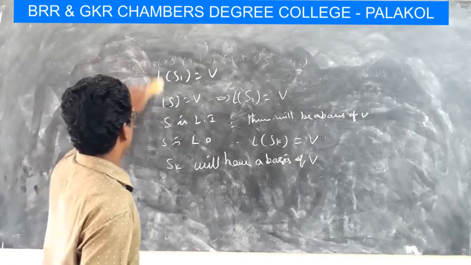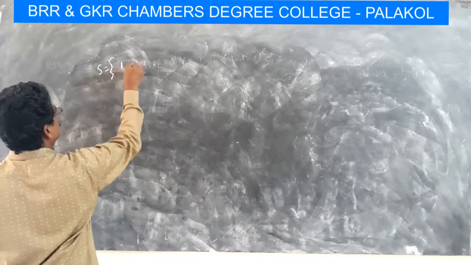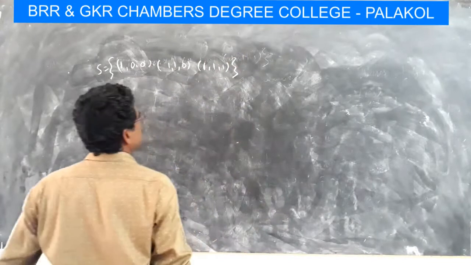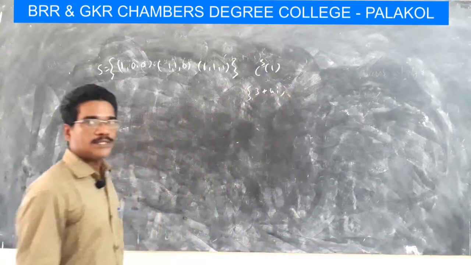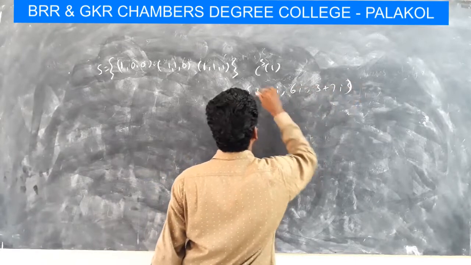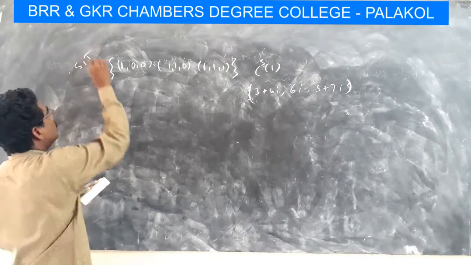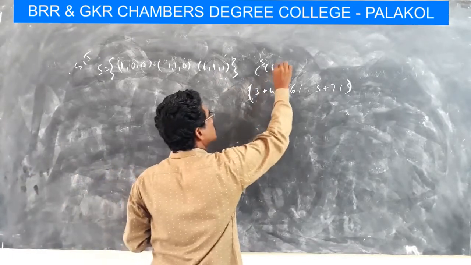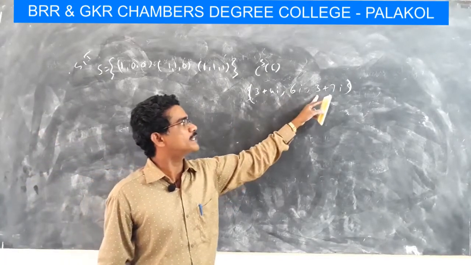Next, students, coming to the problem. Show that the set S equal to {(1,0,0), (1,1,0), (1,1,1)} is a basis of C cube over C. Then find the coordinates of the vectors (3+4i, 6i, 3+7i).